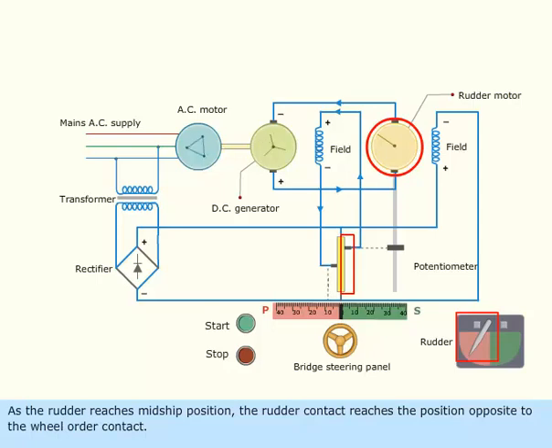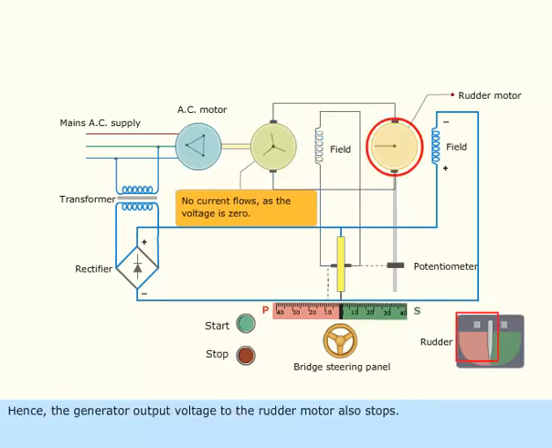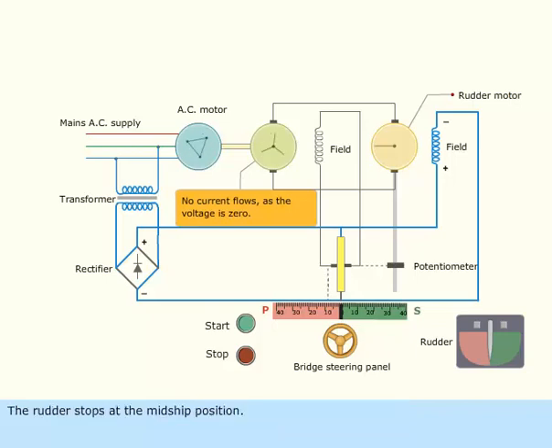As the rudder reaches the midship position, the rudder contact reaches the position opposite to the wheel order contact. The current flowing to the generator field coil stops. Hence, the generator output voltage to the rudder motor also stops. The rudder stops at the midship position. The same process continues for all the wheel orders.